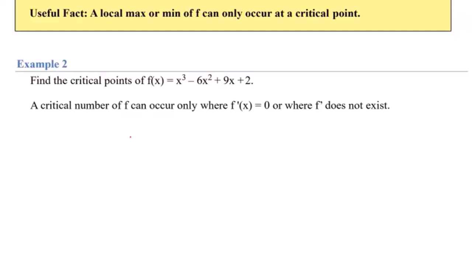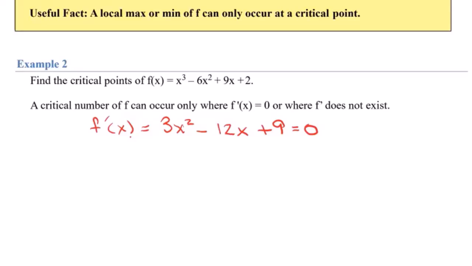So if we want to find the critical point of this function, we take the first derivative. So f prime of x is equal to 3x squared minus 6 times 2, which is 12 times x, plus 9. And we set that equal to 0. We don't have anything really undefined. This is just a polynomial. Polynomials are defined everywhere.